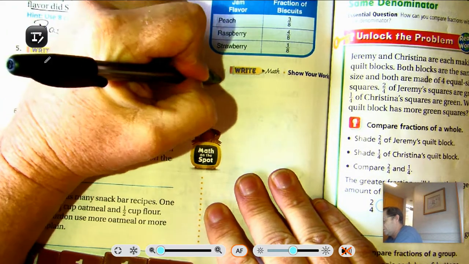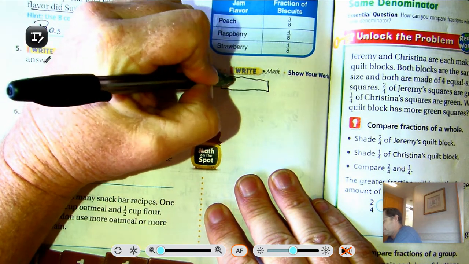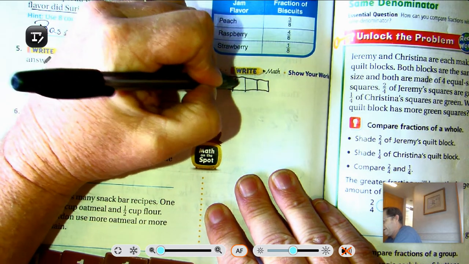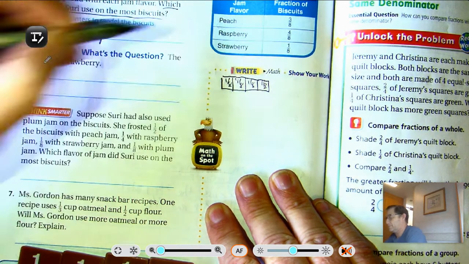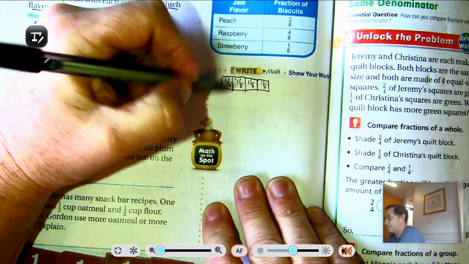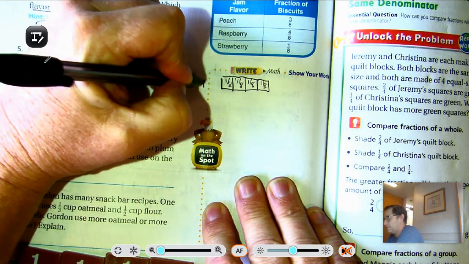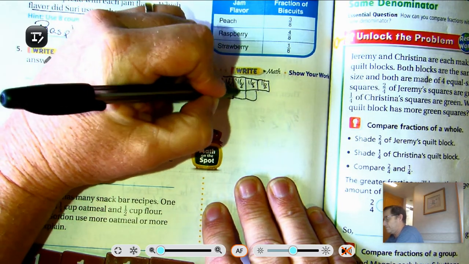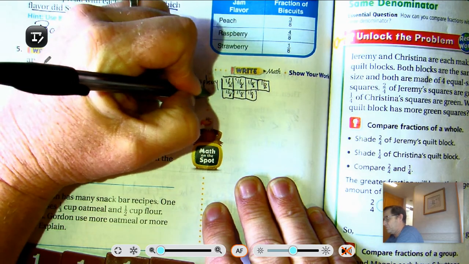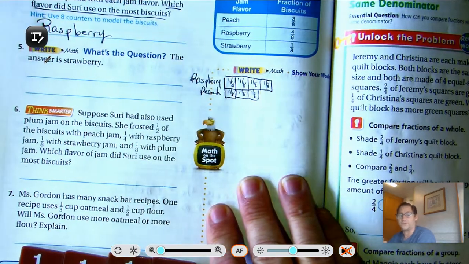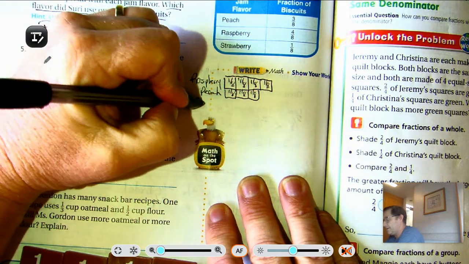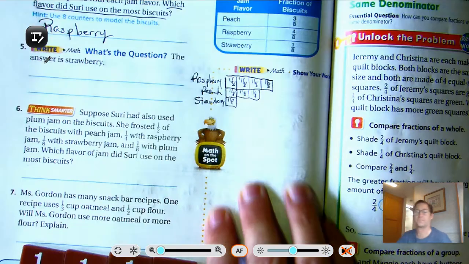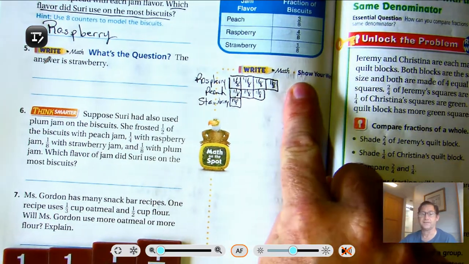If we wanted to draw the picture to prove that, 1/8. Okay, so that's the raspberry. Peach was 3/8, I'm sorry, and then strawberry was just 1/8. So raspberry is clearly the longest model.